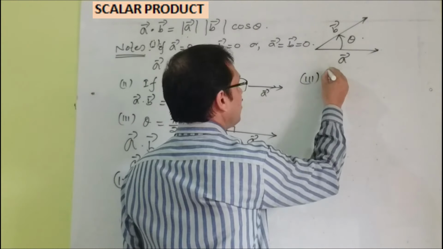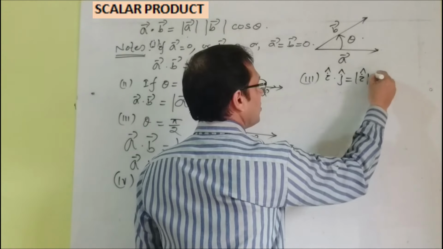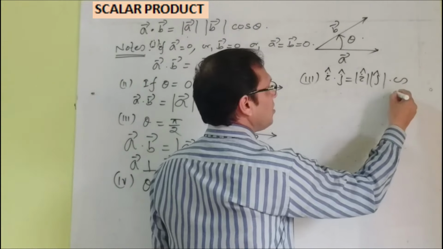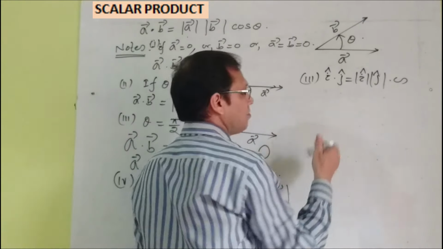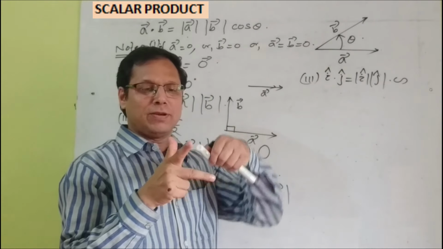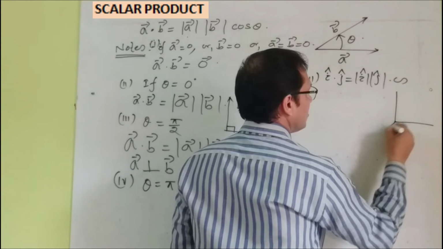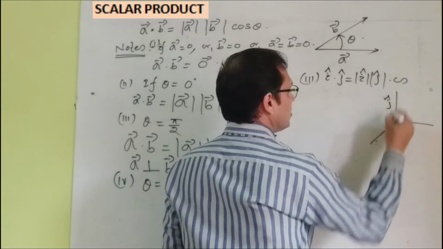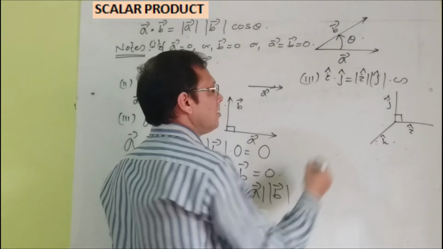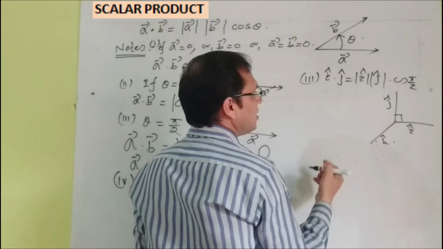If you take i cap dot j cap, then what will happen? That is the i cap magnitude, j cap magnitude into cos how much? Since the unit vectors are mutually perpendicular, all of you know the three unit vectors i cap, j cap and k cap are mutually perpendicular. Each one is perpendicular to the other, so this is cos pi by 2, cos 90 degrees. So cos 90 degrees is equal to 0.